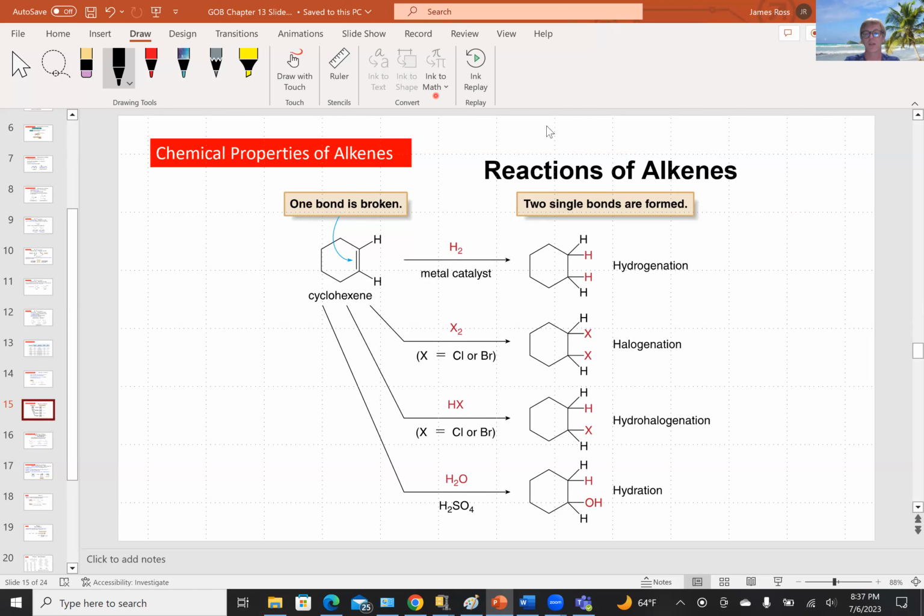We can add H and a halogen, and we call that hydrohalogenation because we've added hydrogen and a halogen. Or we can add water as H and OH, and we just call that hydration. Notice in every case, we've lost the double bond. So again, we've exclusively gone from an unsaturated alkene to a saturated alkane.